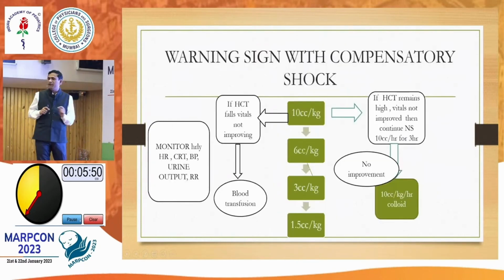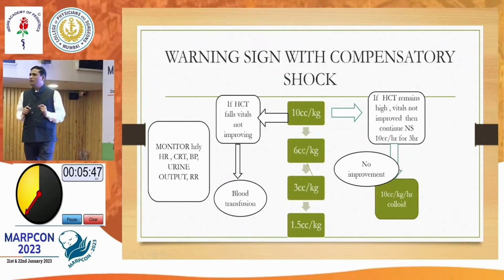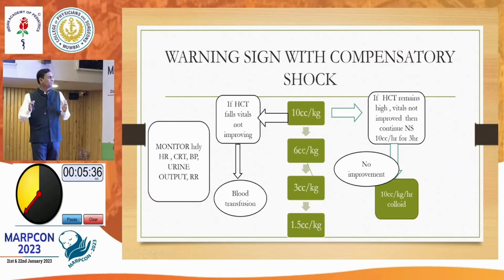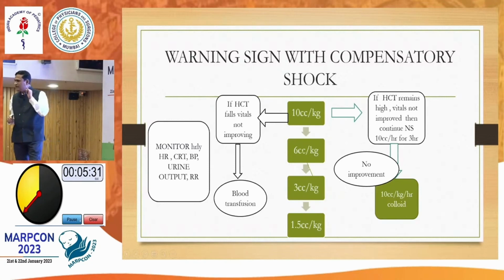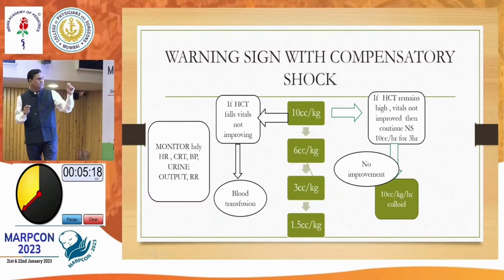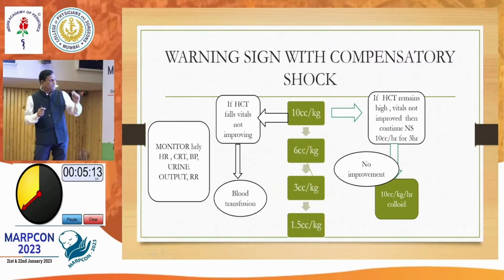How to treat dengue fever with compensated shock? What is compensated shock? Here blood pressure is normal, but the child presents with tachycardia and poor peripheral perfusion, that is CRT more than 3 seconds. You have to start the fluid at 10 cc per kg per hour and monitor the same vitals, hematocrit and urine output. Give it only for 1 hour and monitor the vitals. If vitals have improved and urine output is adequate, step down to 6 cc per kg per hour, then 3 cc per kg per hour, then 1.5 cc per kg per hour.